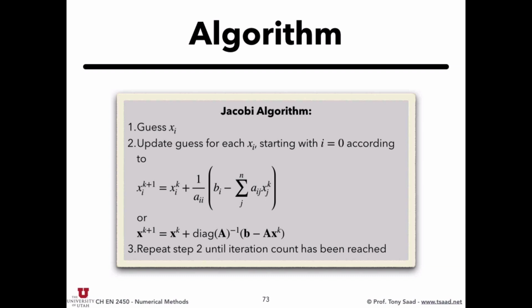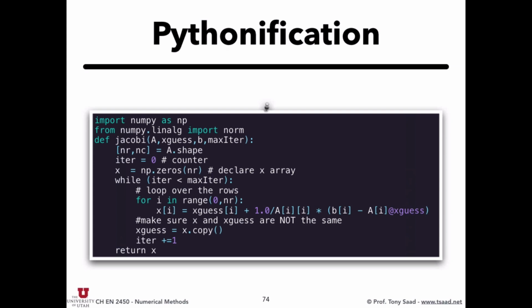So remember, this is a vector operation. So this is a vector, this is a vector, this is a vector, and A x_k is also a vector, right? Because A times x, an n by n matrix times an n by 1, is going to give you an n by 1 vector, okay? Okay, so an implementation of this is as follows.